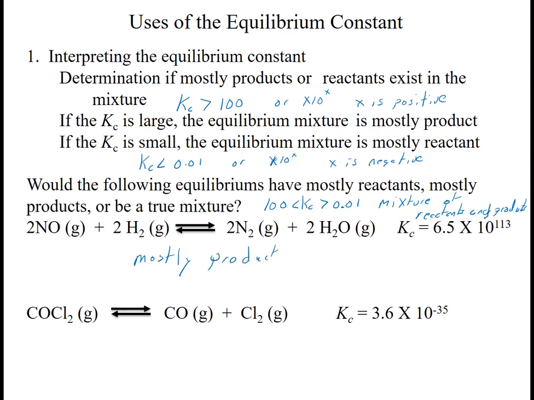Okay, and conversely, here's another equilibrium. I don't care what the reaction is really. I look at this value here. And this has 34 zeros in front of this 3. So therefore, it's very small, and so this one is mostly reactants. So this is a good short answer or multiple choice type of question on an exam. Okay? And that's all you have to do for this section here.